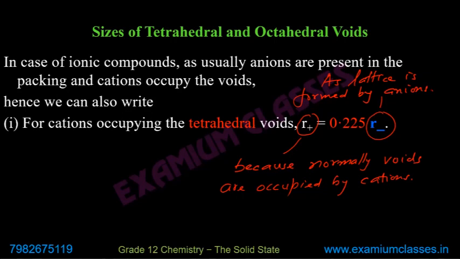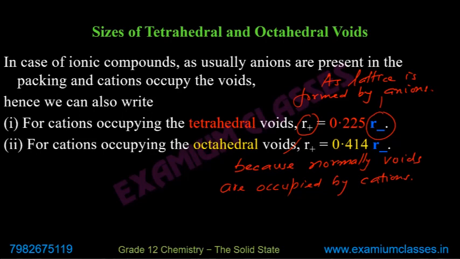The formula is the same. Instead of writing lowercase r equals 0.225 capital R, we write r plus equals 0.225 r minus. Similarly, for octahedral voids, r plus equals 0.414 r minus. Remember, these radii are r plus. These are the maximum radii of cations which can be there in tetrahedral voids or octahedral voids, formed by atoms or anions having radius r minus.